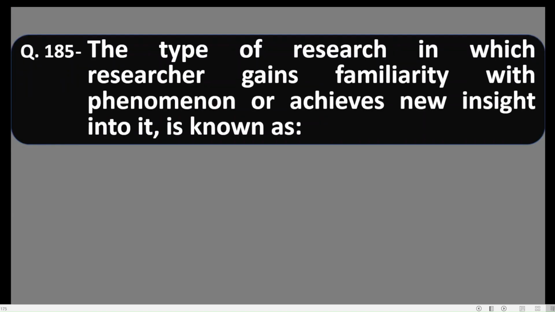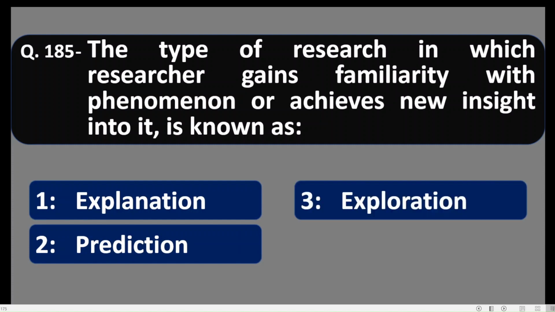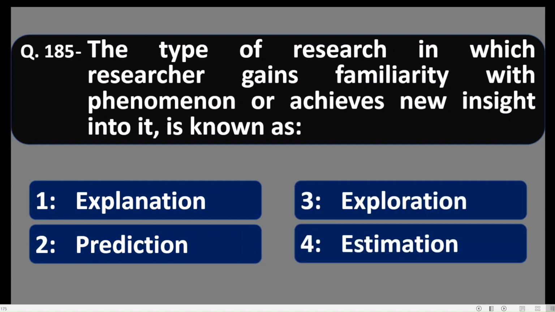Question number 185. The type of research in which researcher gains familiarity with phenomenon or achieves new insight into it is known as: explanation, prediction, exploration, and estimation. The type of research in which researcher gains familiarity with phenomenon or achieves new insight into it is known as exploration. Option 3 is correct.